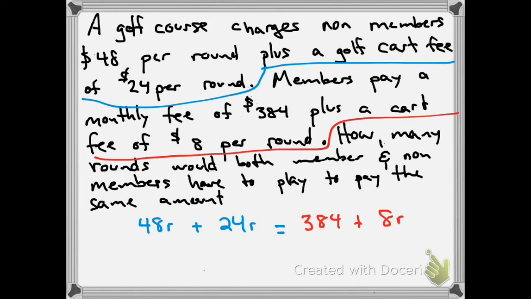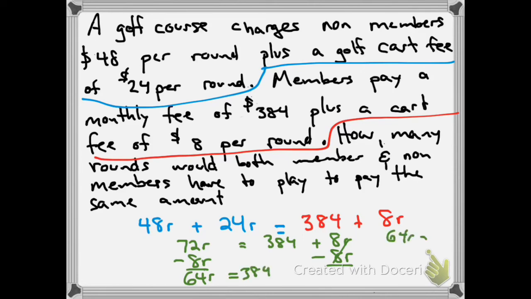So now what we're going to do is combine like terms here on the left, which gives us 72R, leaving the side alone for now. We're forced to bring the 8 over to the left because we don't want everything on one side of the equal sign. We end up getting 64R equals 384. I'll rewrite this over here because of room. As I said before, we'll either divide or multiply. In this case, we'll divide to solve. Divide by 64, giving us that they would have to play 6 rounds for it to be the same amount.